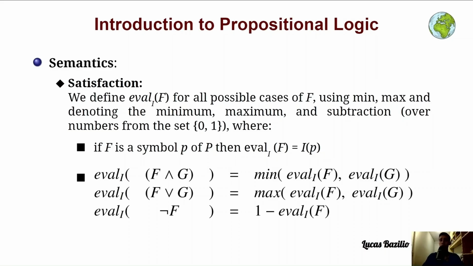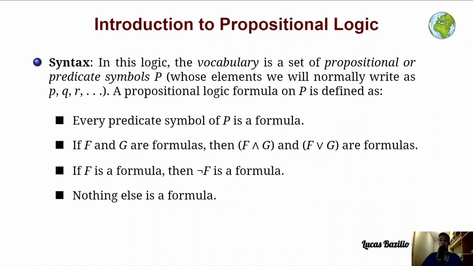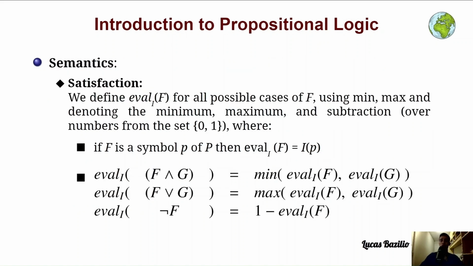Now remember that we defined what was a formula? A formula in propositional logic was either a predicate symbol. A formula can also be the conjunction of two formulas. It can also be the disjunction of two formulas, or the negation of another formula. So we also need to define how we can evaluate these formulas that are not that simple, that are not just a predicate symbol. And so the definition is the following.